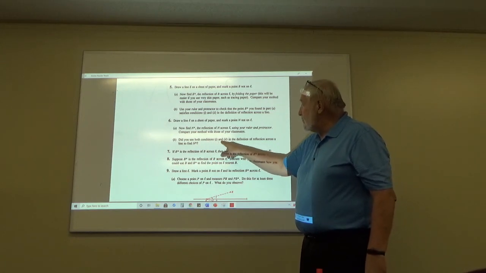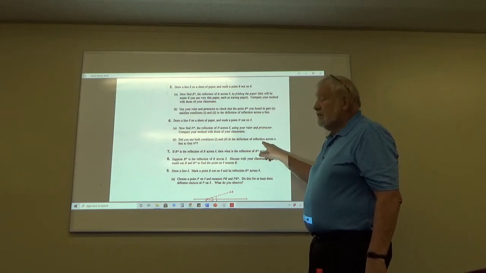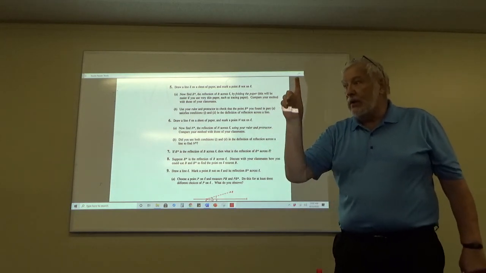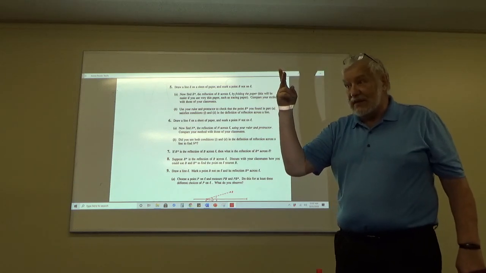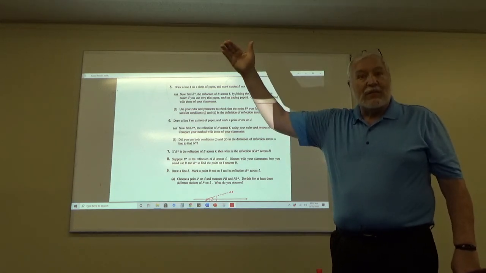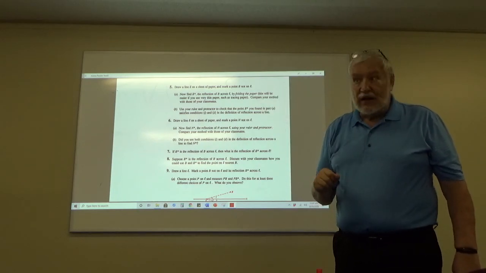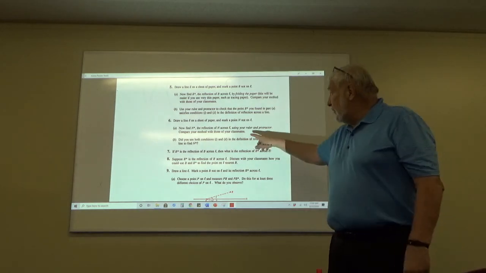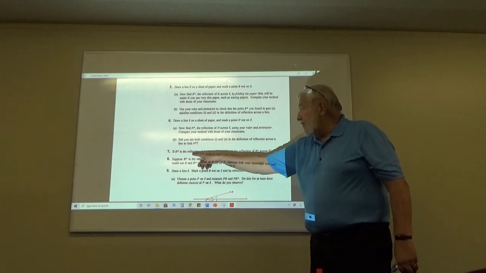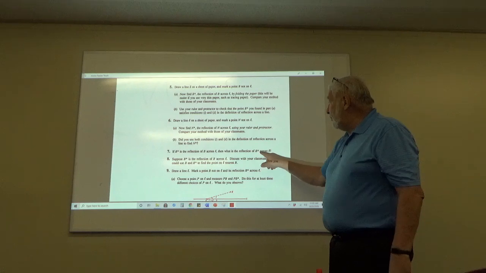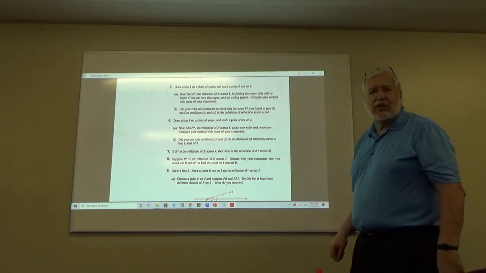did you use conditions 1 and 2 in the definition of reflection? Now, what are they? 1 is perpendicular, and 2 is same distance. Same distance from A to the line as it is from A prime to the line. That's the two conditions. All right, now, if B prime is the reflection across L, then what is the reflection of B prime across L? Now, that's kind of weird.